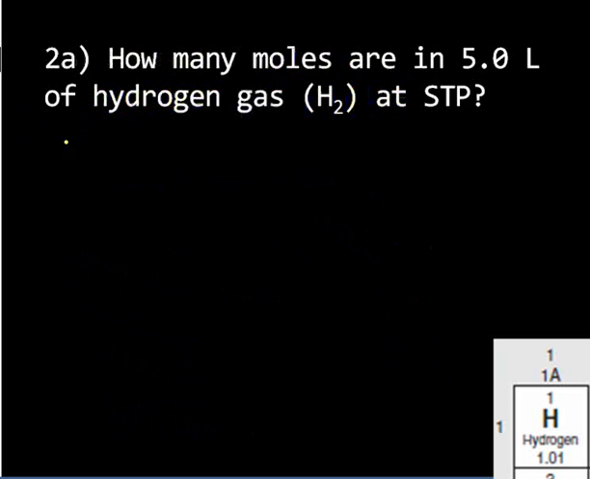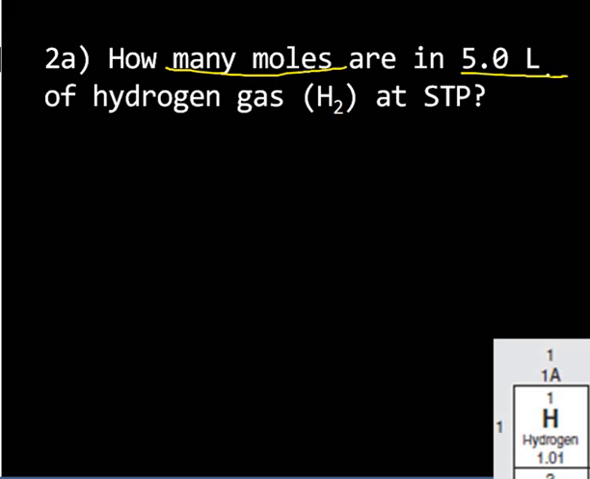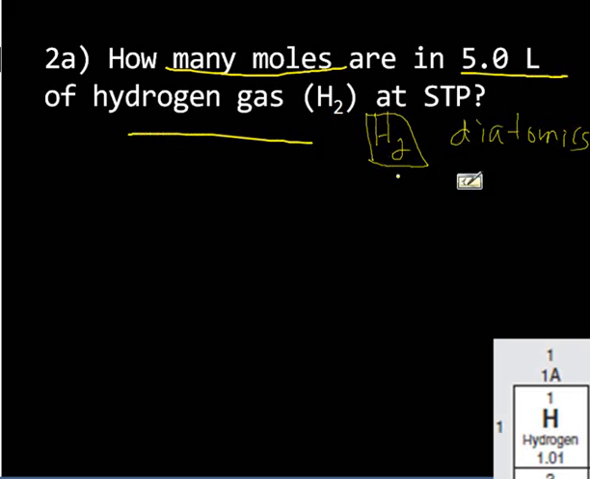So let's do an example. How many moles, that's our to find, are there in 5.0 liters of hydrogen gas? One thing you might notice here is hydrogen is written as H2. There are some elements that only exist as diatomics, which means they don't exist as a single element, but as two atoms. Hydrogen is one of those. Some others are oxygen, nitrogen, and chlorine. There are 7 of them, and we'll talk more about them and how to find them on the periodic table. But hydrogen gas is H2.